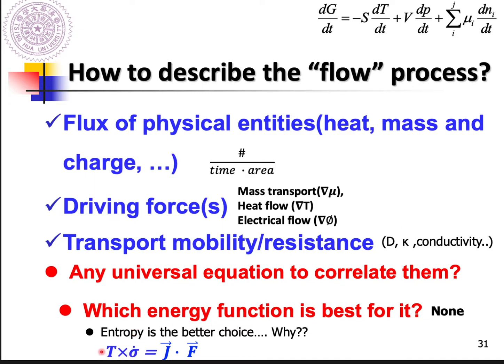So in our textbook, they got a beautiful equation, which is the absolute temperature of the system times the entropy production rate per volume. This is the production rate per volume and it equals the flux times the driving force.